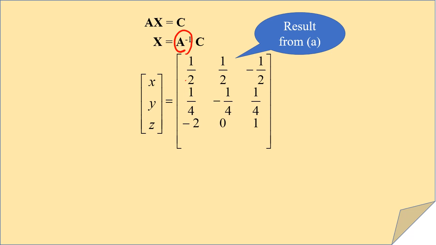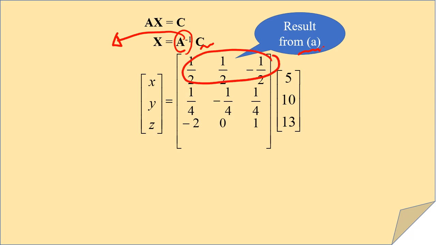Now to find x, it's actually equal to A inverse multiplied by C, right? This A inverse we found already from the previous part, so we just use it back. We don't have to find the inverse again, because we have the result already, and multiply with matrix C. So we just have to do the multiplication between matrix A inverse and matrix C.